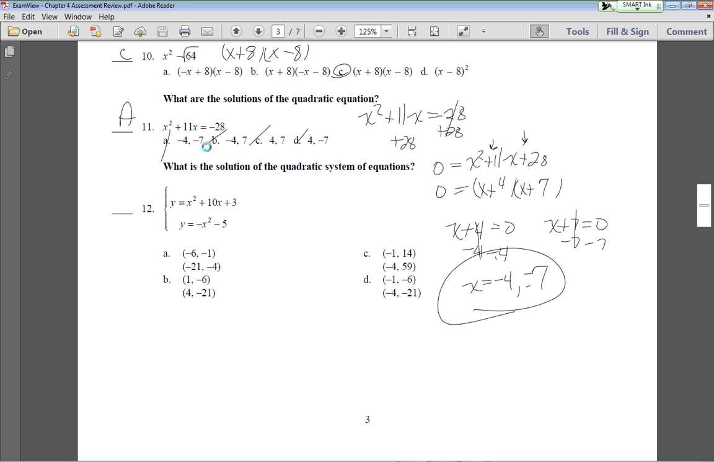So that's it for that one. Just simply get the negative 28, add it to the other side, so your quadratic equals 0. And then you're simply going to factor the 28 into 4 and 7, which will multiply to 28 and add to the 11. This plus tells you both your signs are the same. This plus tells you they're both positive. All right? That's all there is to that one.